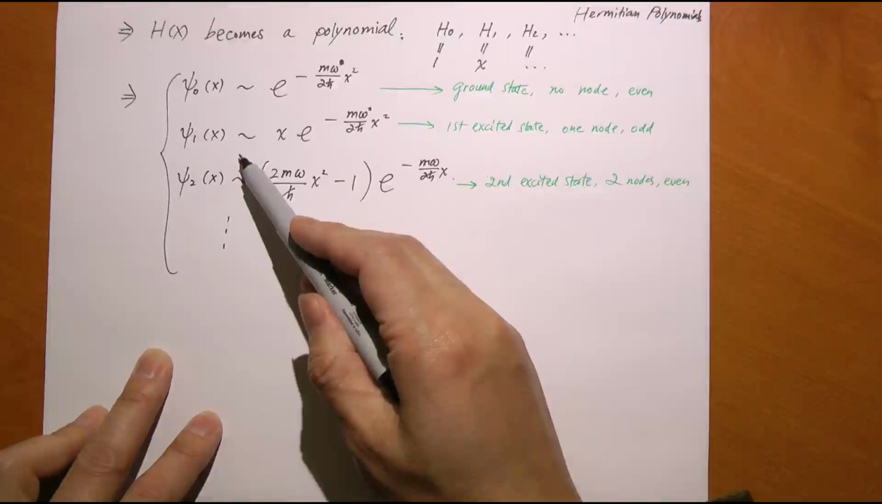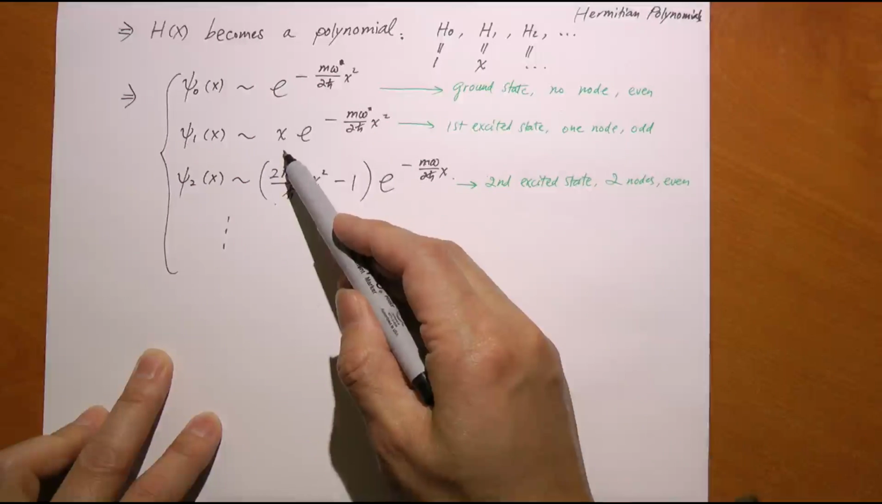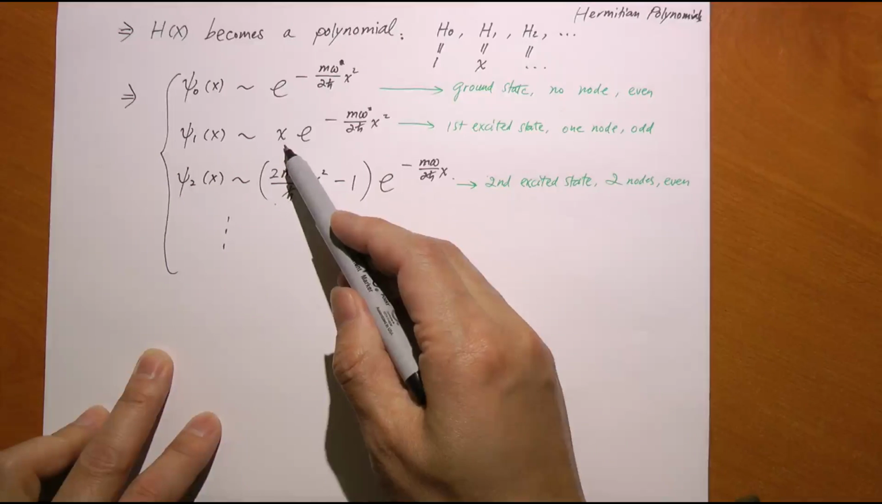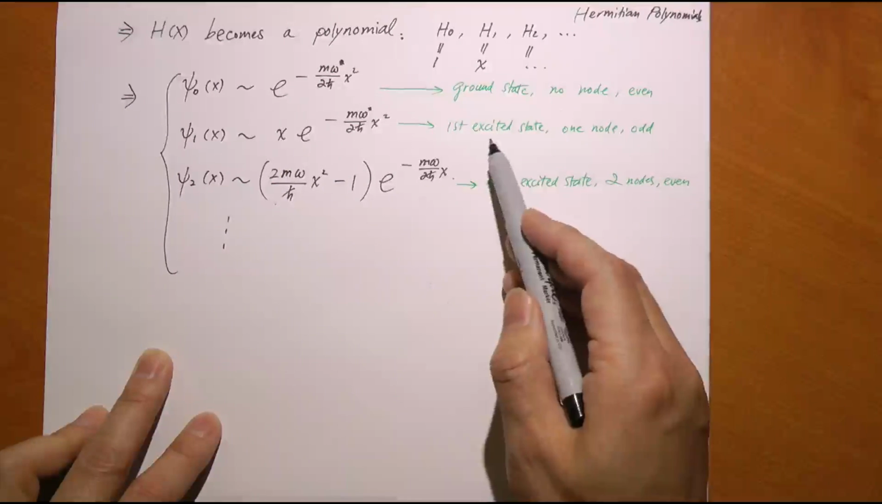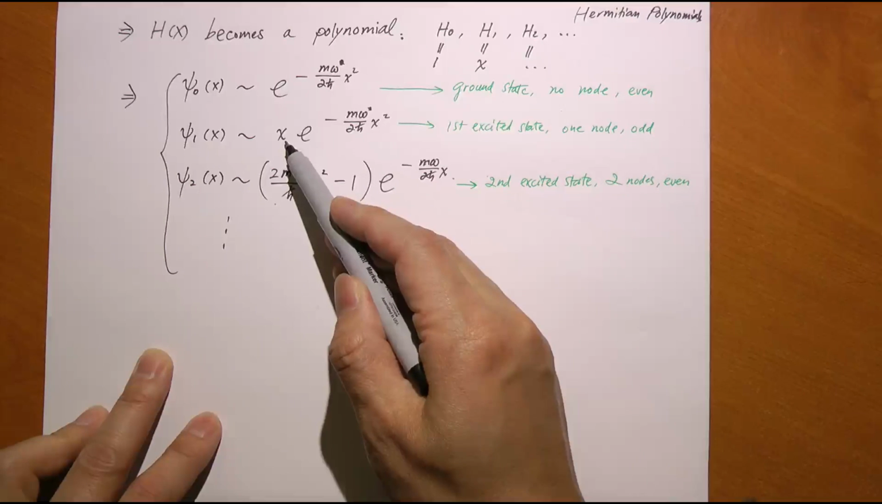Okay, the next one up, that's the first excited state. It turns out h1 equals x. This is an even function multiplied by x, so you get an odd function. That's precisely what we expect. The first excited state should be an odd function with one node in the middle, x equals 0. That's it, no more nodes.